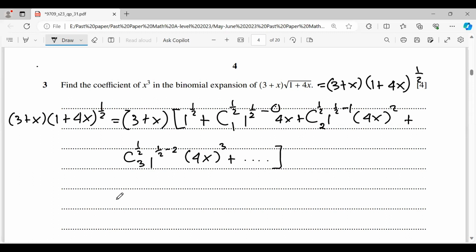So after that, 3 plus x times 1 plus, I'm going to skip this because unuseful for us. Just this term and this term. And it becomes half times half minus 1, okay, over 2 factorials, and then times 4x squared.